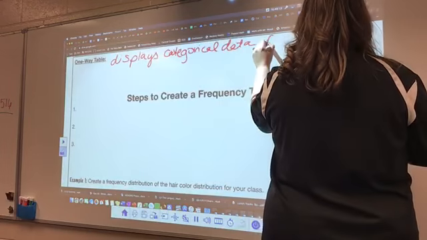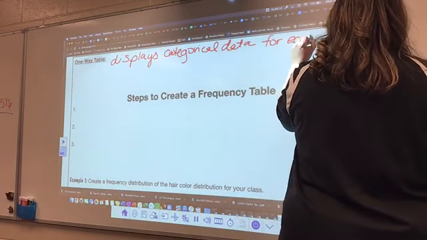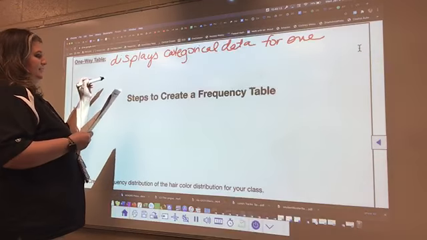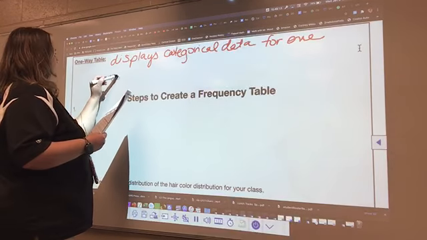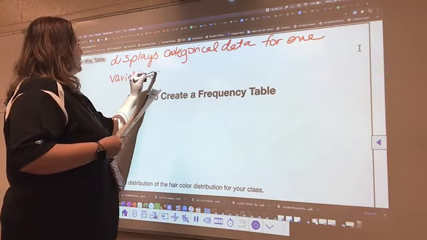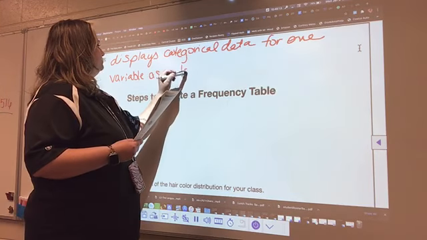Wait, are these the fruits? One-way tables. What is your old one? It's even simpler than that.